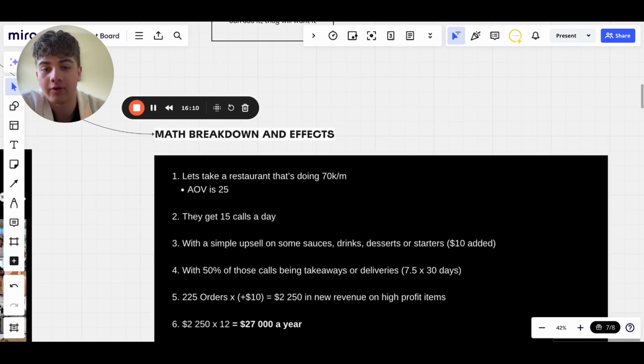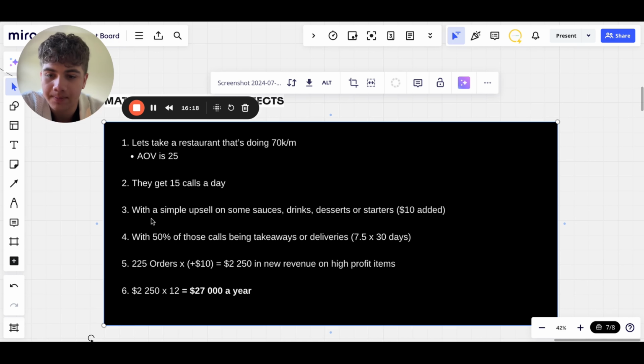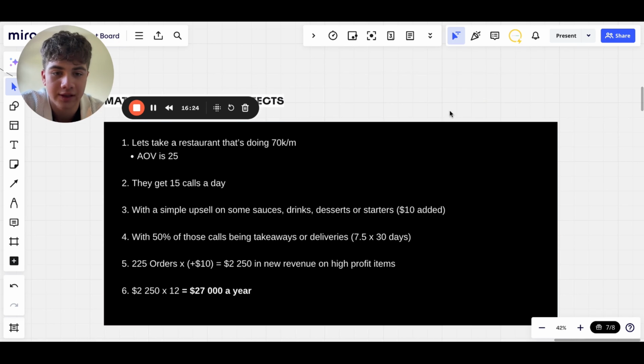So let's take a restaurant that's doing around $70,000 a month. The AOV is $25. Let's just say they get 15 calls a day. With a simple upsell on some sauces, drinks, desserts, and starters, they're probably going to upsell $10, as well as improving how the customer feels in regards to service. With 50% of those calls being takeaways or deliveries, let's just say of these 15 calls, 7.5 are takeaways or deliveries and not reservations. We can times that by 30 days, which would mean 225 orders a month times $10, which would mean $2,250 in new revenue and high profit items, which would mean $27,000 a year in additional revenue, right?